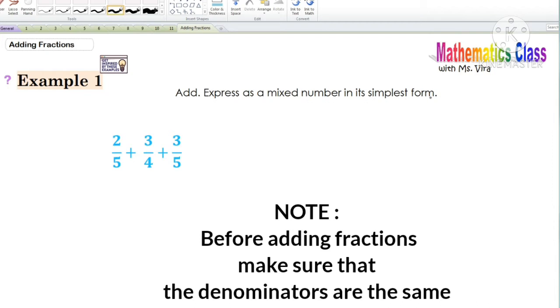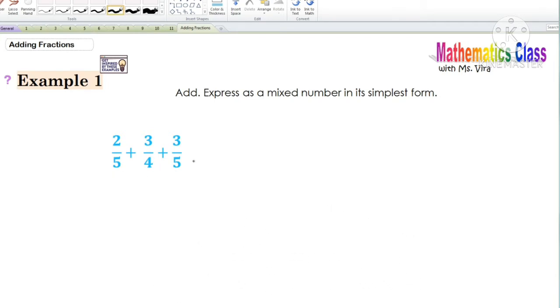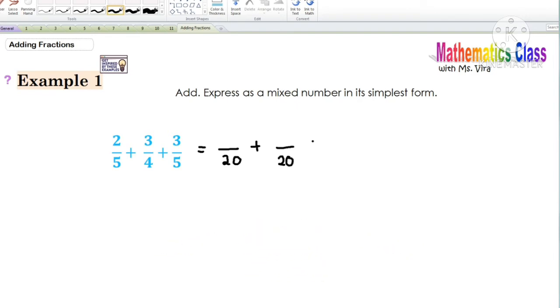To add fractions, we have to make sure that those fractions have a common denominator by looking for the smallest common multiple of 4 and 5, which is 20. Because 20 is the smallest common multiple of 4 and 5, we exchange all the denominators to become 20.